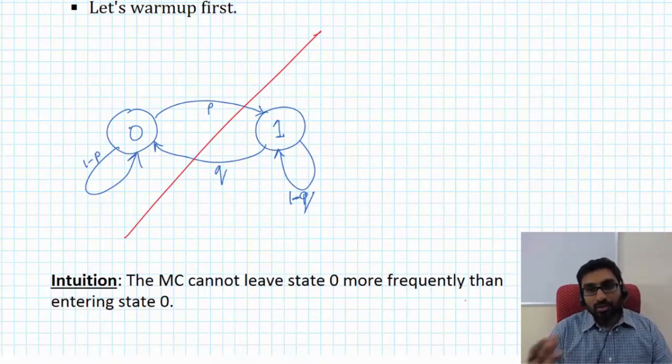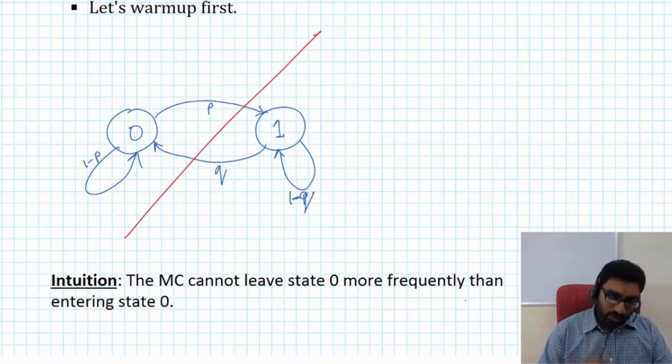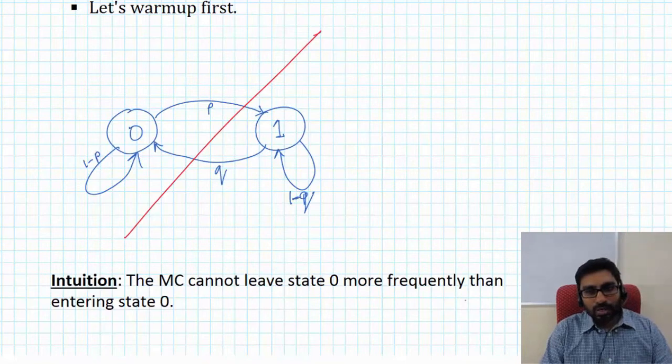And this, as you can see, naturally leads us to the notion of stationary distribution. So we're interested in understanding the stationary distribution, or the steady state behavior, of this Markov chain. There's a very clean intuition behind this Markov chain. Let's consider the cut dividing state 0 and state 1. The frequency with which the chain moves from state 0 to state 1 must be equal to the frequency with which it moves from 1 to 0.